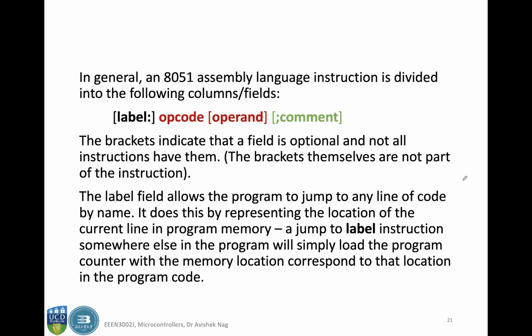So moving on, in general an 8051 assembly language instruction is divided into the following columns. So you have opcode and operand from your last class. So these will be there. There can be a comment followed by a semicolon, and then there can be a label also. Okay, so you can label a line so that you can jump to that label if you need to in your program. Okay, so what does that mean?